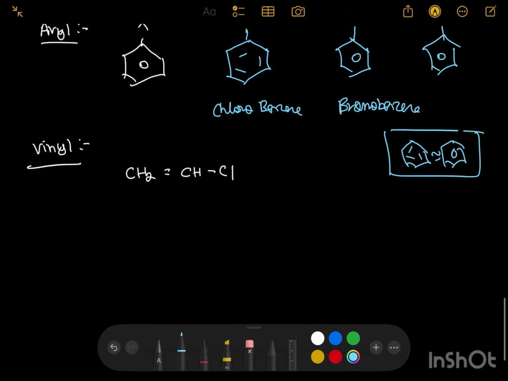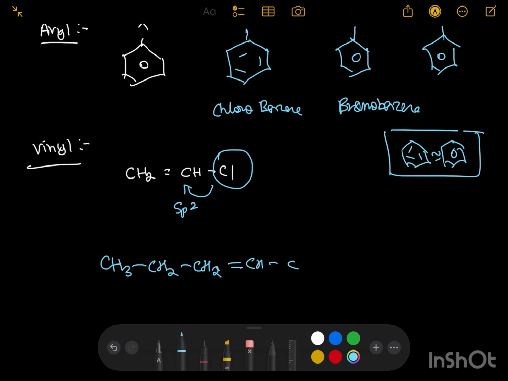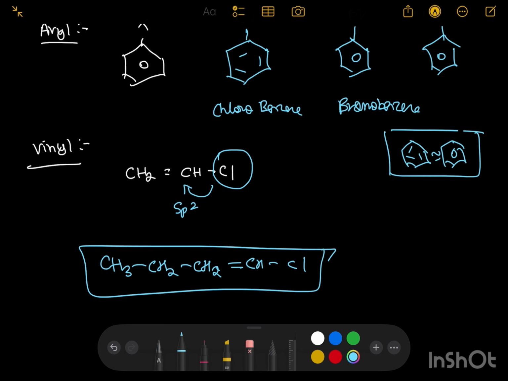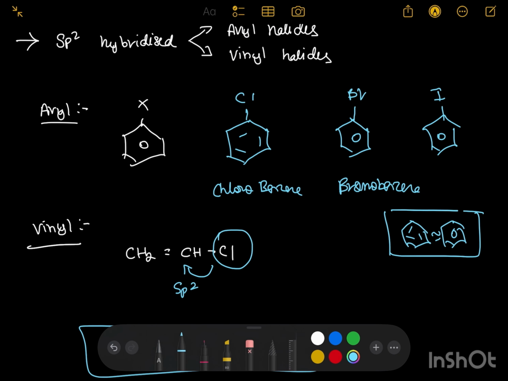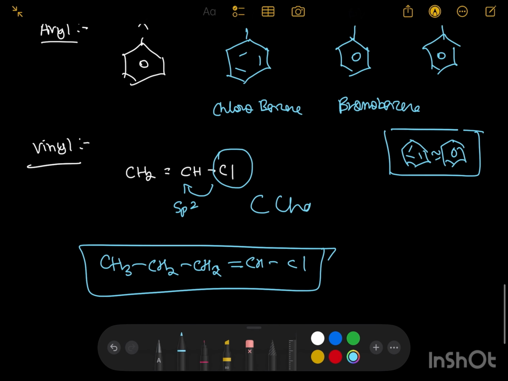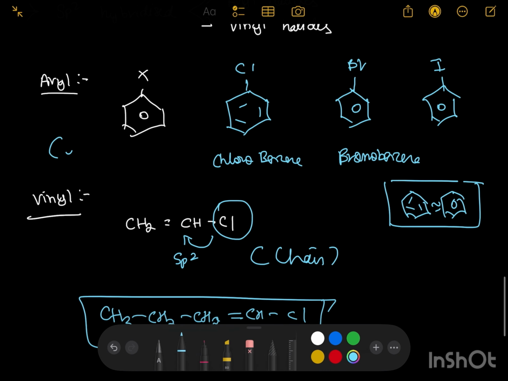Alright, now vinyl is when the halogen is attached to an sp2 hybridized carbon. It could be like this also, CH3, CH2, CH2, CH2, CH double bond CHCl. This is also a vinyl halide. It is basically when a halogen is attached to an sp2 hybridized carbon. Over here also, that is the sp2 hybridized carbon in a chain. This is in a chain. This is in a ring structure, the benzene ring basically.